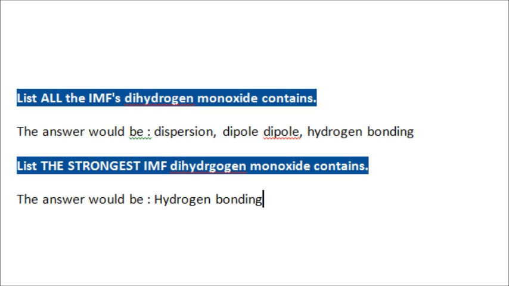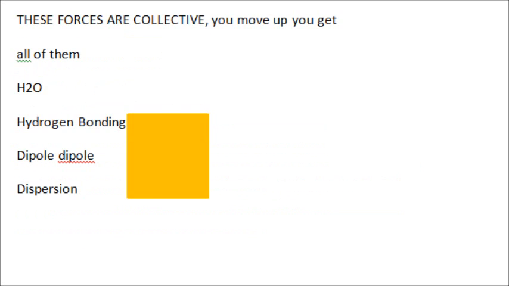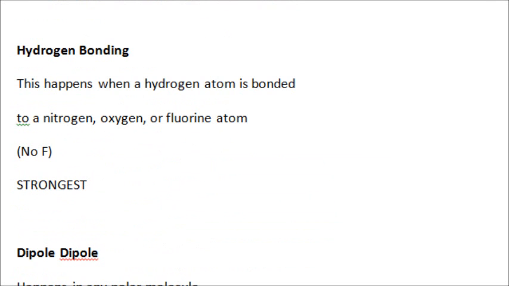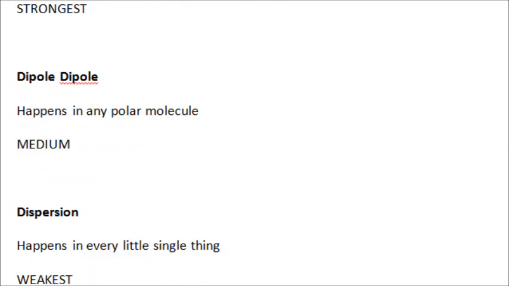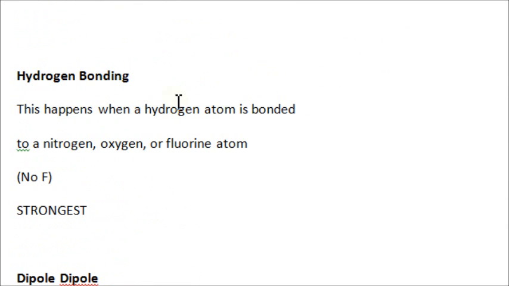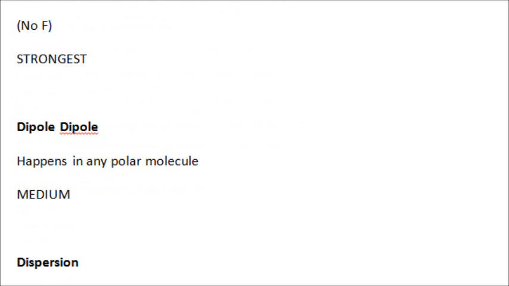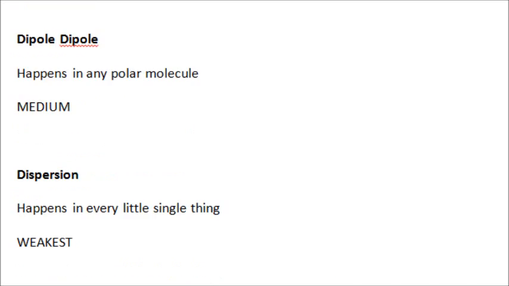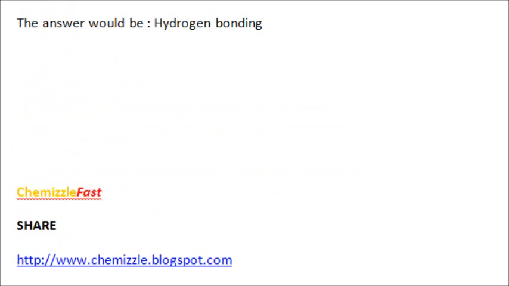Okay, that's really it for IMFs. Pretty quick topic here. You got hydrogen bonding, strongest. Dipole-dipole, medium. Dispersion, weakest. Hydrogen bonding happens when hydrogen is bonded to N, O, or F. Dipole-dipole happens in polar molecules, and dispersion happens in everything. Cool.